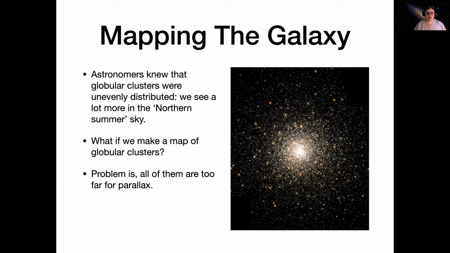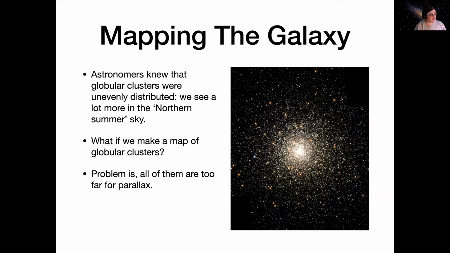One of the other traits of globular clusters is that they are unevenly distributed in the sky. And it's not because they all hang out in the Milky Way, because I said they're above and below. There's a lot more in the direction of sky we see during the evening in July and August than during December and January.